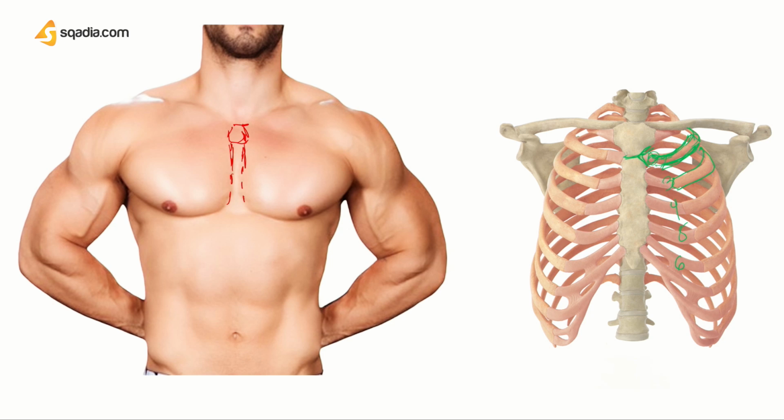So the 10th rib is at the lowest point and lies at the level of the top border of the L3 vertebra. So as you can see, we have our 10th rib right over here. And this is L1, this is L2, and L3 would be right over here.